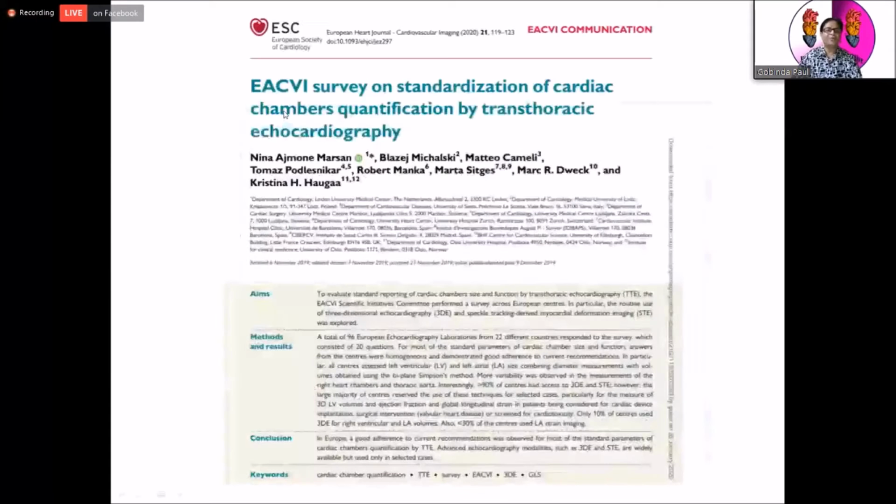One of the papers, the EACVI survey on standardization of cardiac chambers quantification by transthoracic echocardiography, was published in the European Heart Journal Cardiovascular Imaging in 2020, latest update. Here, they showed that many of the echocardiography centers in Europe still use conventional transthoracic echo, that means 2D and M-mode echo, then 3D, 4D.